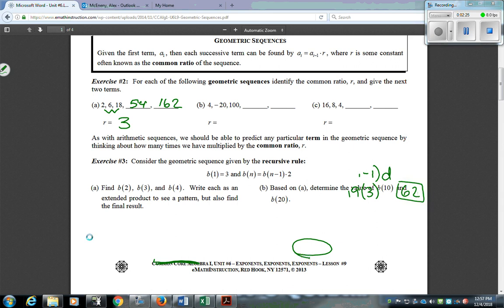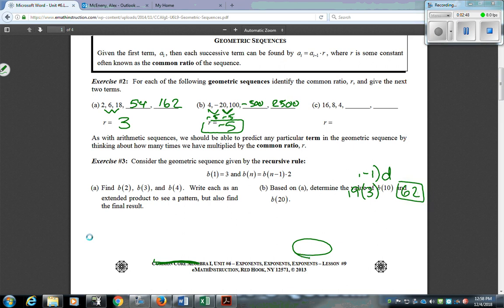Now, some people might be unsure as they're looking at this. Remember, if you are changing signs, it's going to be negative. To get from 4 to 20 would be times 5. In this case, this will be negative 5. And then you can finish that by multiplying by negative 5 each time. So our common ratio is going to be negative 5 for this one.